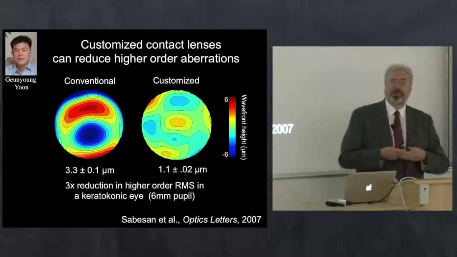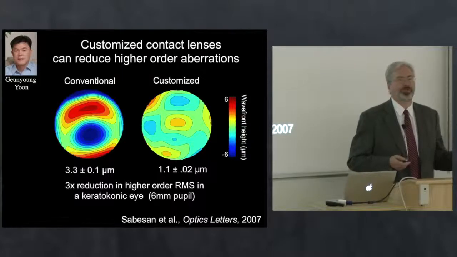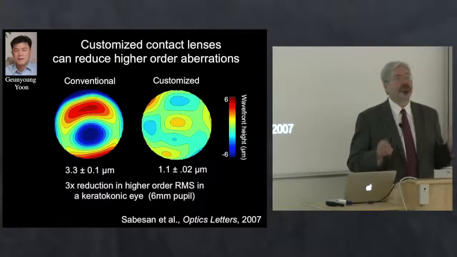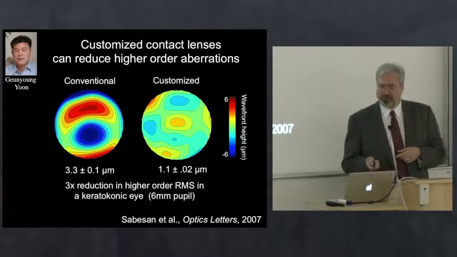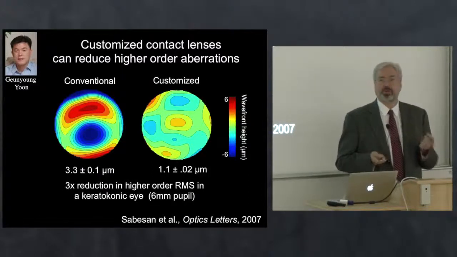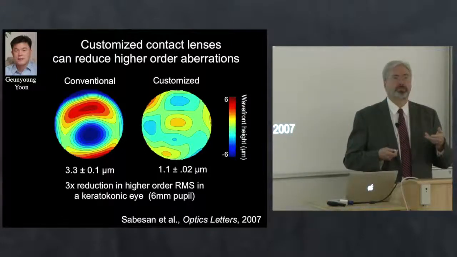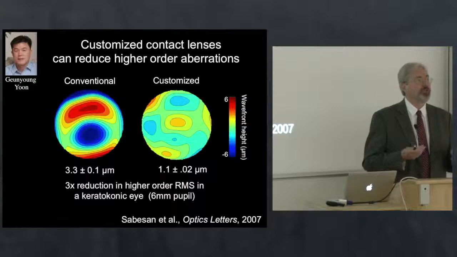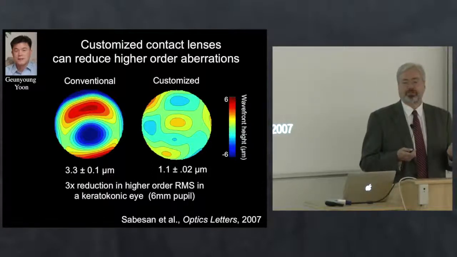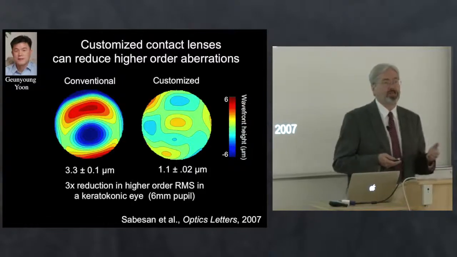However, I wouldn't want you leaving this room thinking that all correction of higher order aberrations is a worthless exercise, because there are some cases where it's really quite important. And the example I'll use is this one, a keratoconic eye. Someone who has keratoconus has a cone-shaped cornea. A cone-shaped cornea has higher order aberrations that conventional spectacles cannot correct. So there's a huge benefit in some cases of correcting the higher order aberrations in an eye like that.